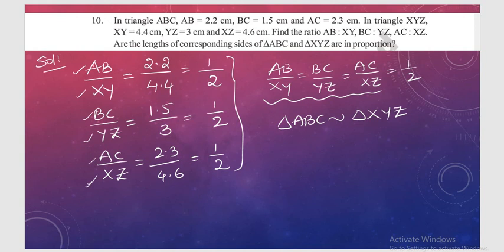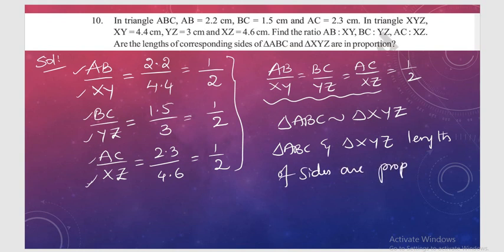So from this clearly we can say here, triangle ABC and triangle XYZ's length of sides are proportional. Length of sides are proportional, right? So this is all about proportionality. When all ratios are equal, then we say they are in proportion. And one more thing, all sides of one particular triangle should be completely in the numerator or completely in the denominator, right?